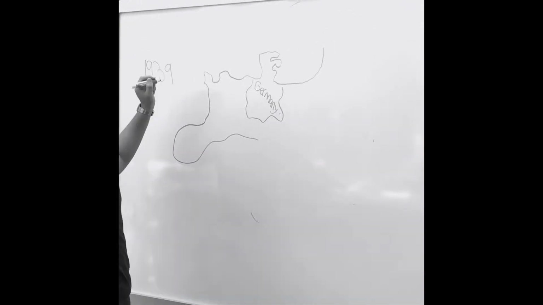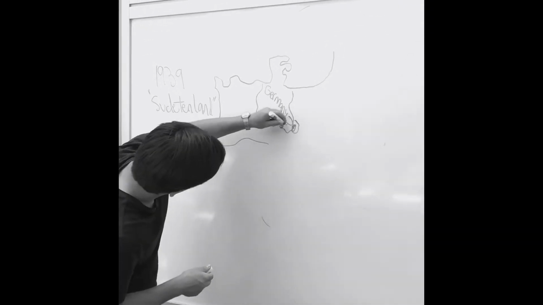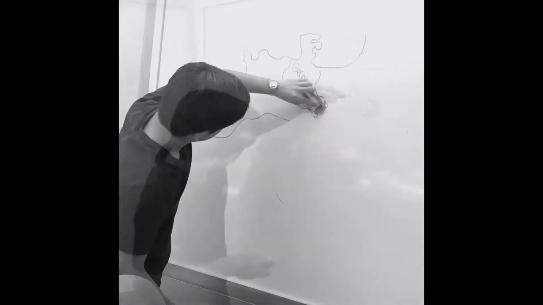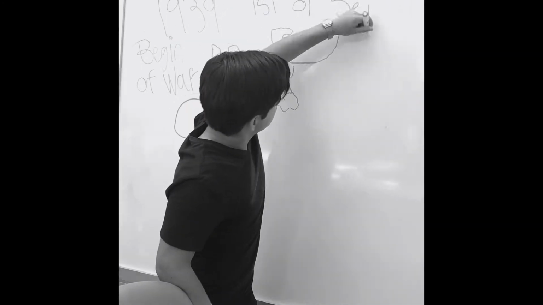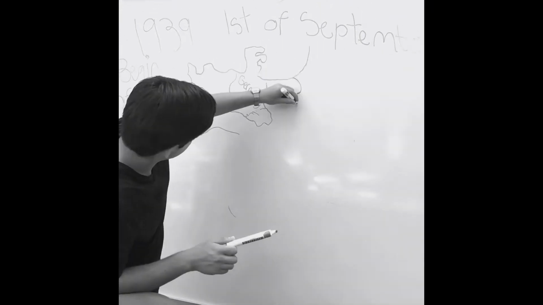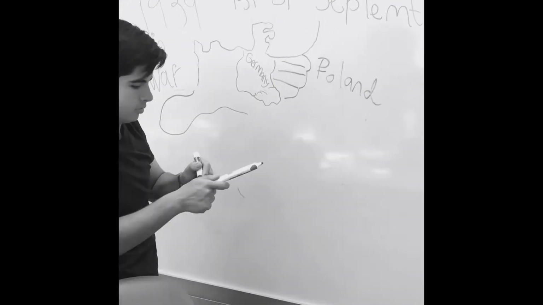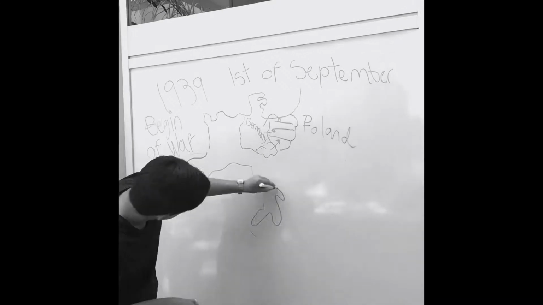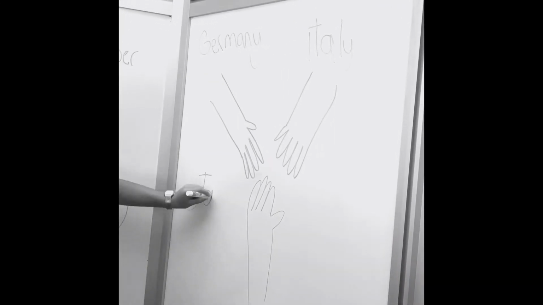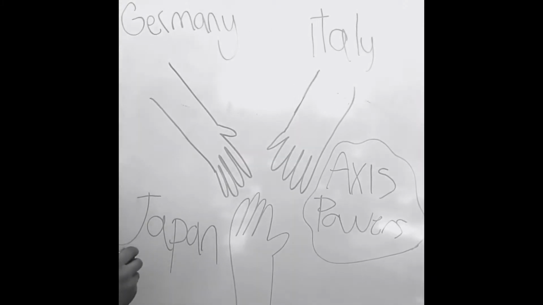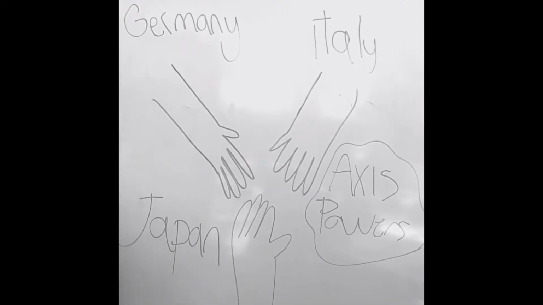And then, on the 1st of September in 1939, World War II begins with the invasion of Poland by Germany. Then Poland was split, one half for Germany and the other half for the USSR. Then the USSR invaded Finland in November. The Nazis invaded Norway and Denmark.